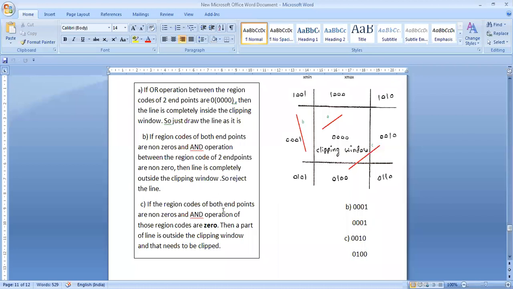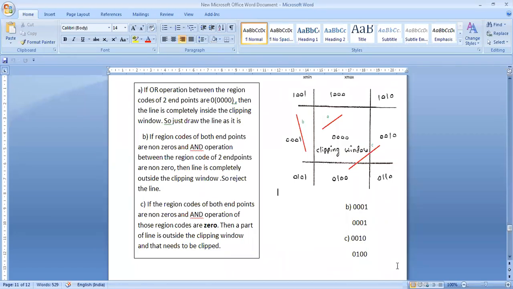Now, the region codes of both endpoints are non-zero. The region code of this point is 0, 0, 1, 0, and the region code of this point is 0, 1, 0, 0. Both are non-zero, and the AND operation of the region codes is 0. Come to the AND operation: 0, 0, 1, 0 and 0, 1, 0, 0. First bit, 0 and 0, AND is 0. Second bit, 0 and 1, AND is 0. Third bit, 1 and 0, AND is 0. Fourth bit, 0 and 0, AND is 0.